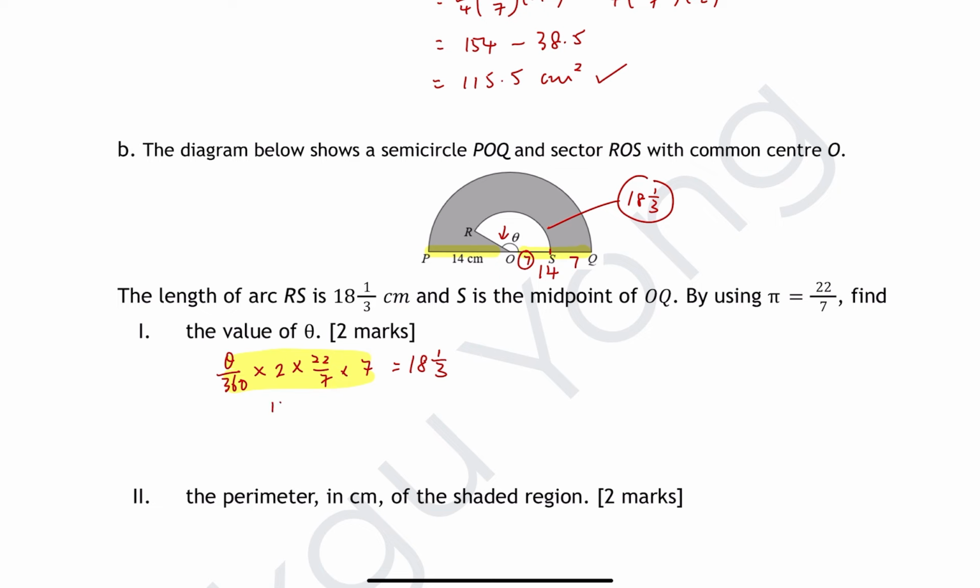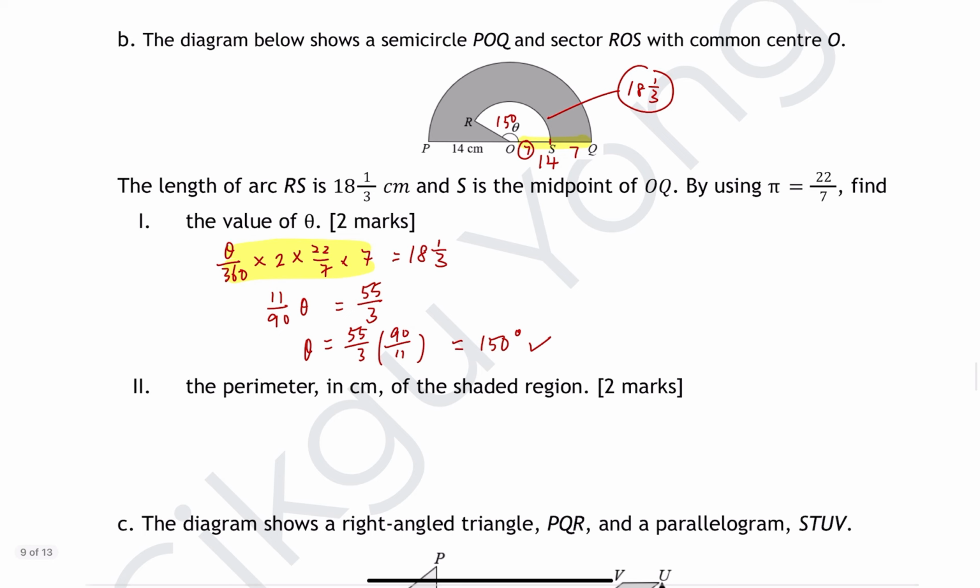You have 11/90 theta equals 55/3, right? So to get your theta, you are just using 55/3 multiplied by 90/11. So you have 55/3 divided by the answer, and you will get 150 as the answer. Okay, so in this case, you know that your theta is 150, and for part 2, you are required to look for the perimeter of the shaded region.